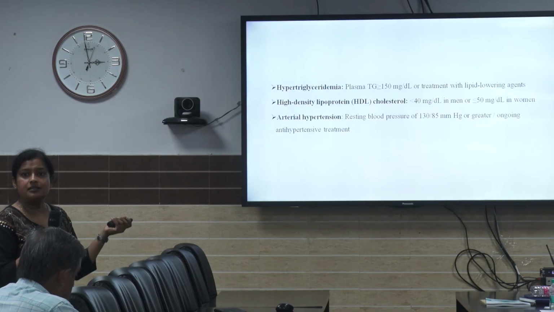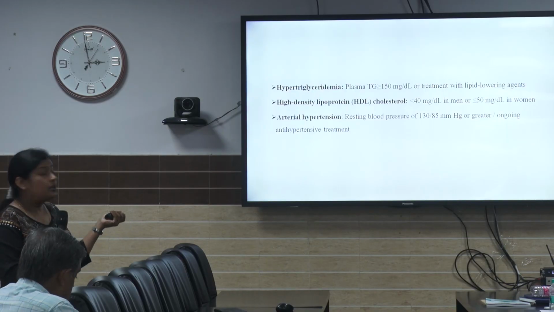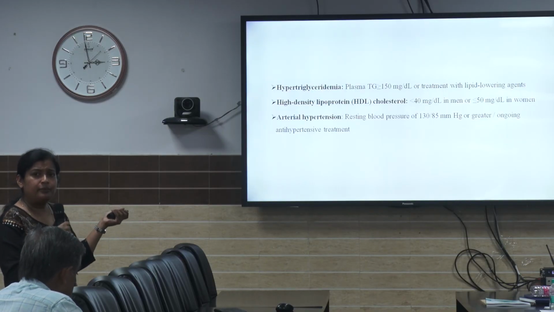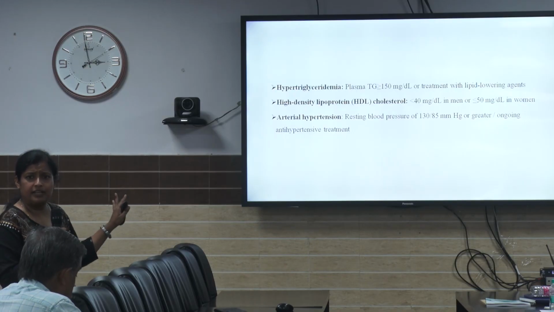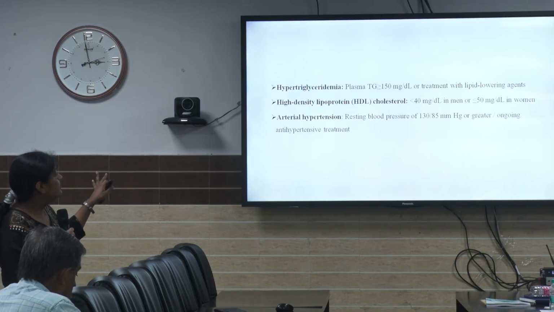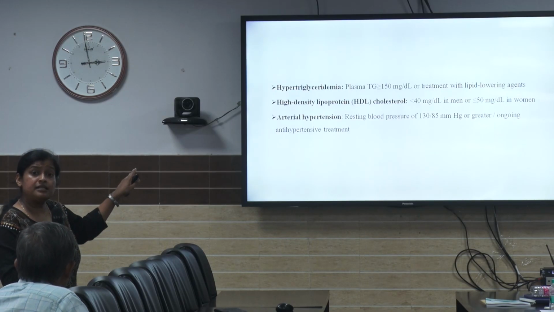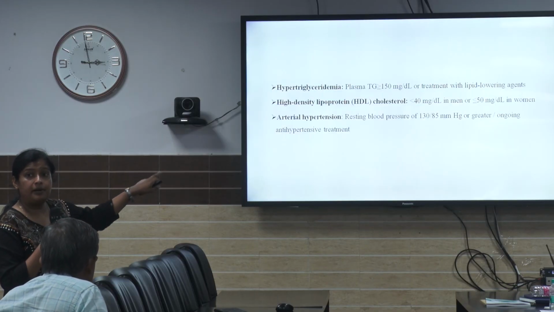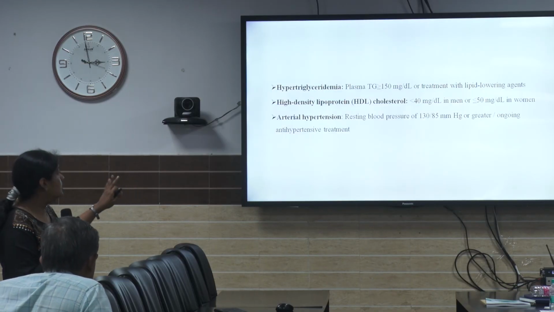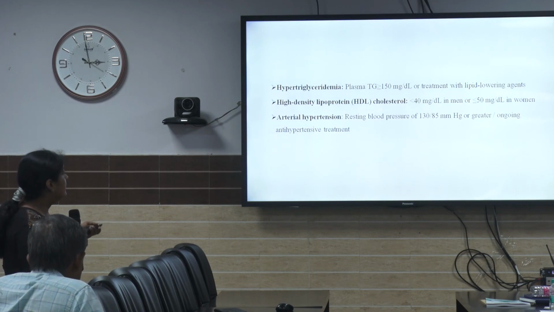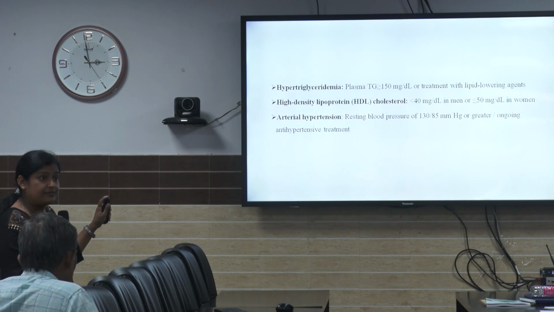Then hypertriglyceridemia. Dyslipidemia itself is adding here, and in the diagnosis of metabolic syndrome also, dyslipidemia will come up. So a triglyceride of more than 150 milligrams, or somebody who has a controlled value of triglyceride but is on drug therapy, that is also a cardiometabolic risk factor. And lower high density lipoprotein, HDL levels, that also is a risk factor.